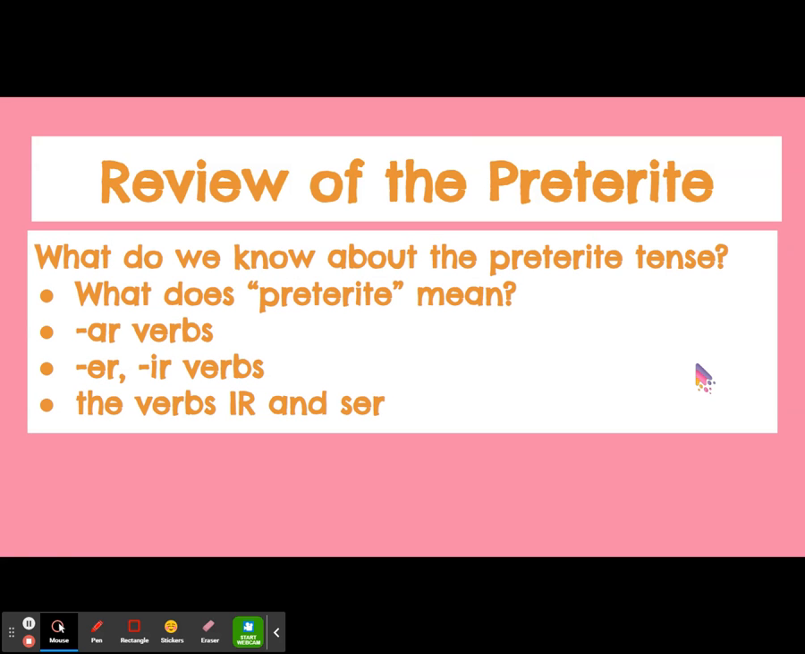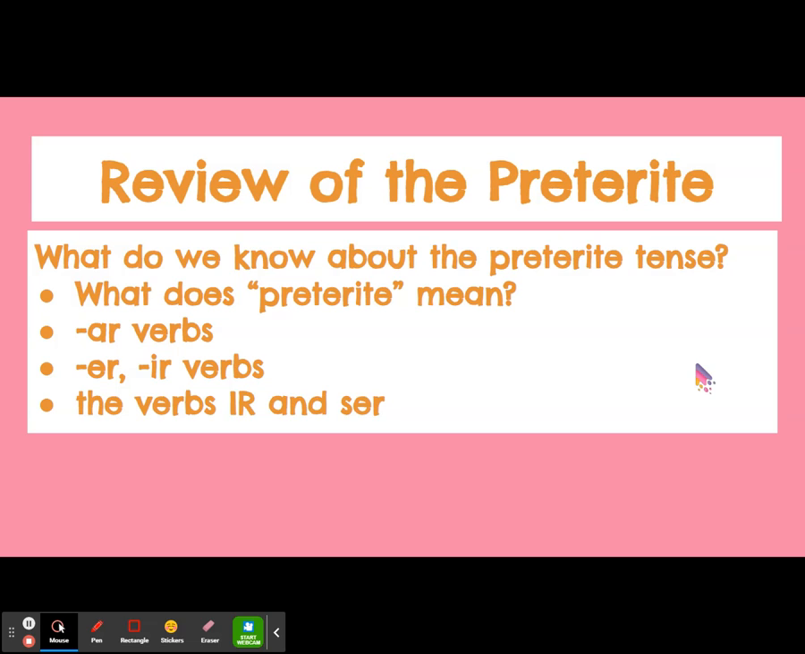What do we know about the preterite tense? So first of all, what does preterite mean? And I want to see that in your own words. So what does preterite mean? And hopefully you said something that has to do with the past tense, and you could have said that in many different ways, but the preterite is one of the two past tenses in Spanish.